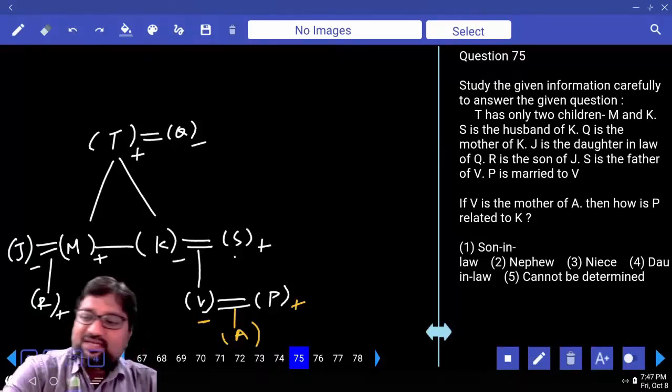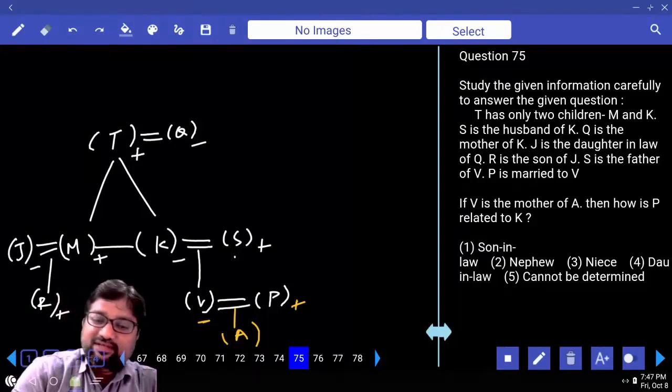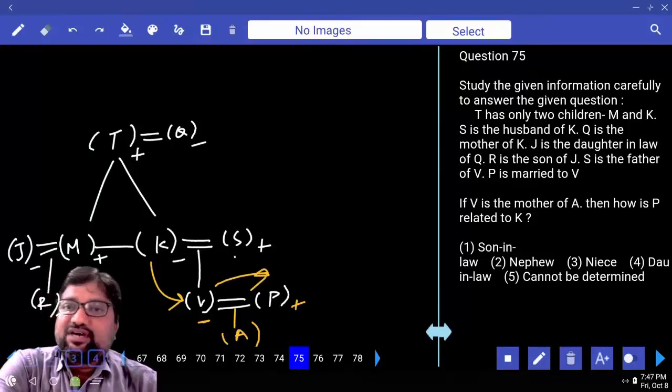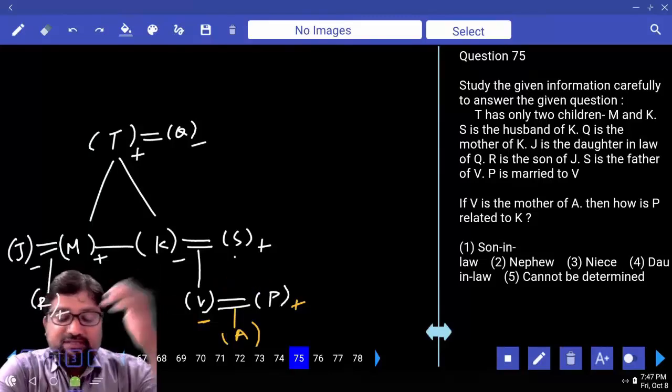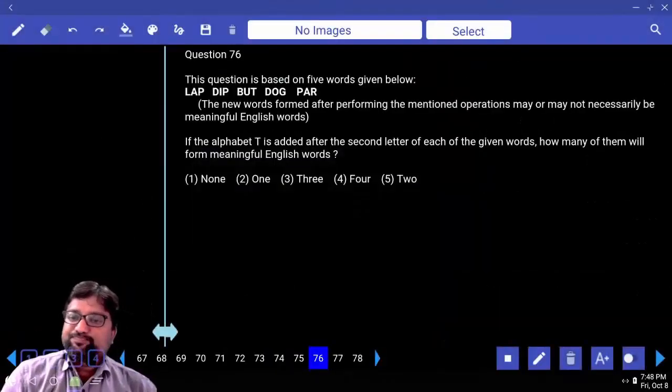And if you're not sure and if you're confused, I told you a technique. What's the technique? How is P related to K? We'll start from K. Reverse lo gotali. K to V, daughter, daughter's husband, son-in-law. Is this clear? So done. So we are done with the questions on blood relations. Let's see the next set. Chalo.